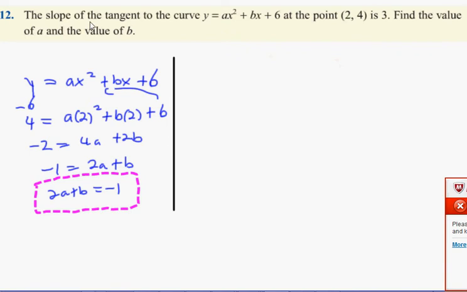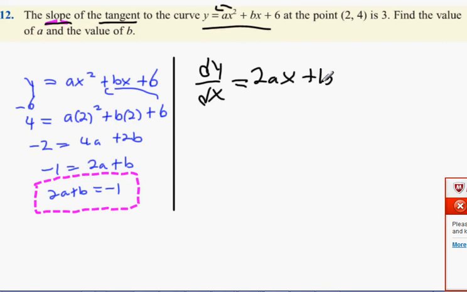In a test, your keyword is slope. Slope means first derivative. Alright? So that is the keyword. Slope of tangent. If you see slope followed by a general formula and you're in paper 1, it's a differentiation question. Okay? So you're going to get dy/dx to be, bring the 2 to the front, 2ax plus b. This slope equals 3 when I put in x equals 2.